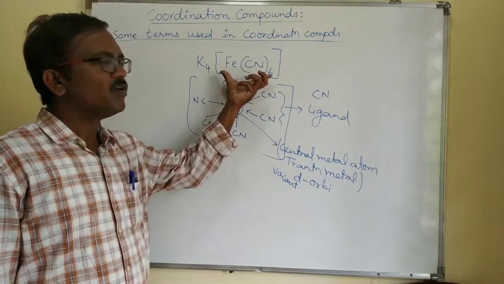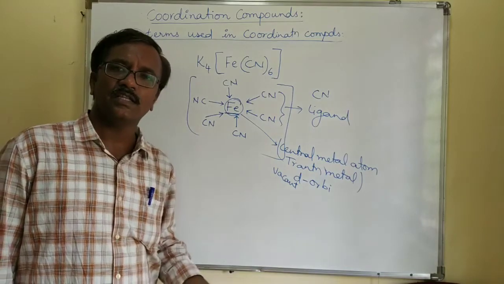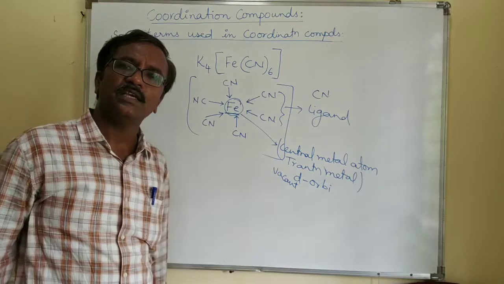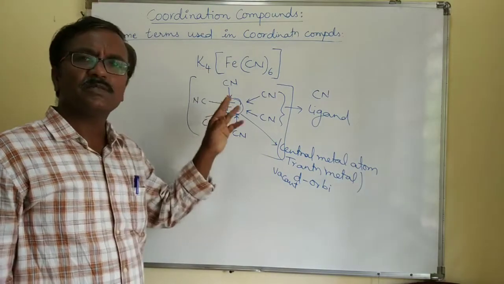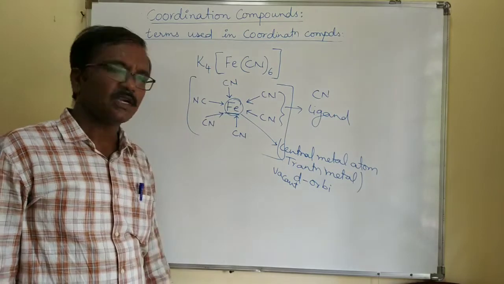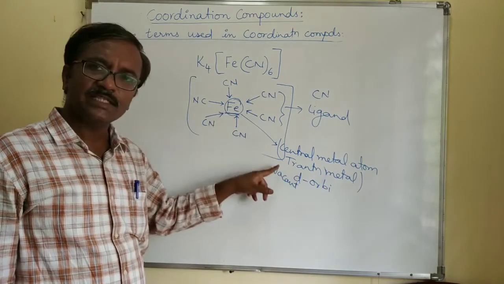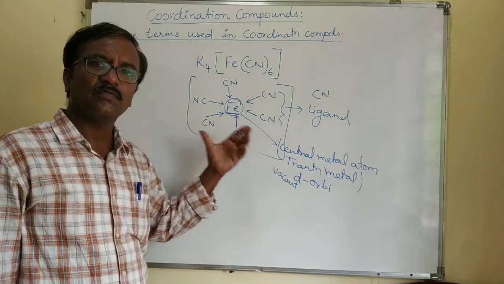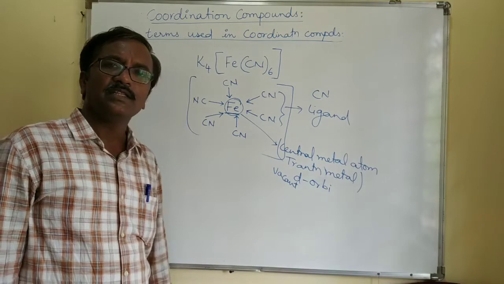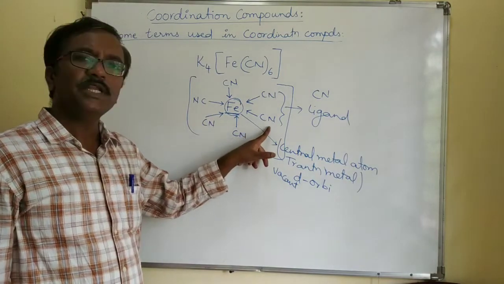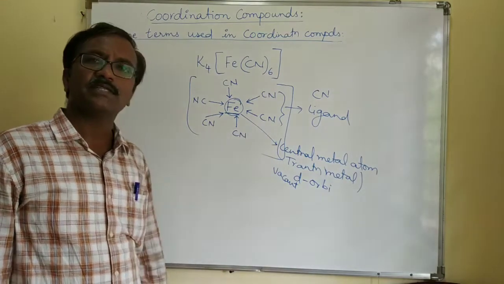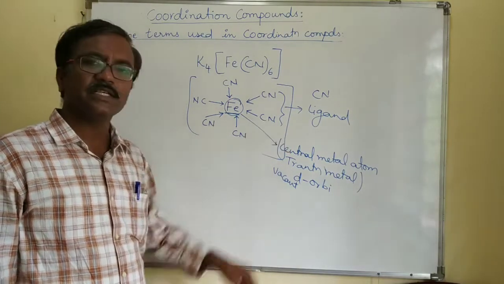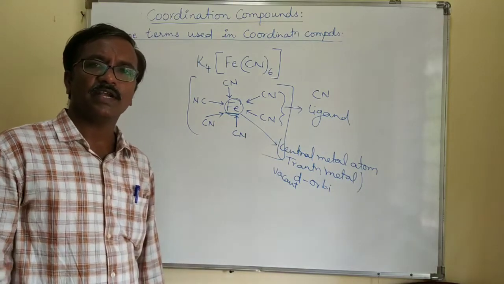This coordination sphere does not ionize in water. The ligands and central metal atom still remain in contact in the water. So the ionizable sphere ionizes, but the coordination sphere does not ionize. The central metal atom acts as a Lewis acid, and ligands act as Lewis bases. So far we have discussed this. Based on how many atoms are donating, the ligands are classified into different types.